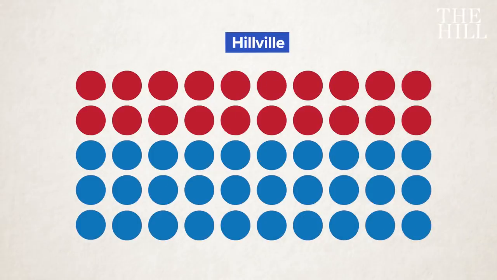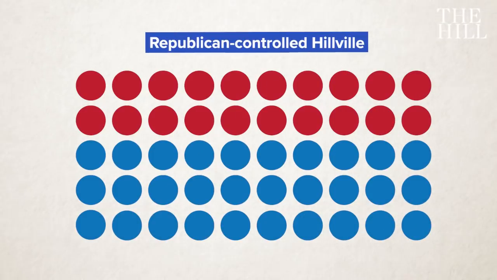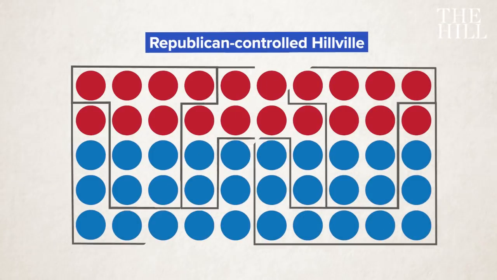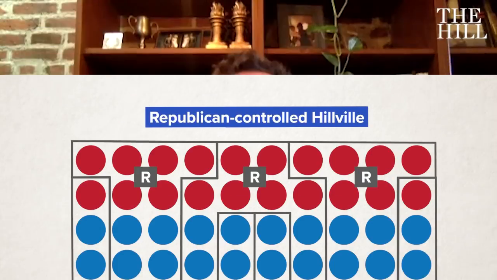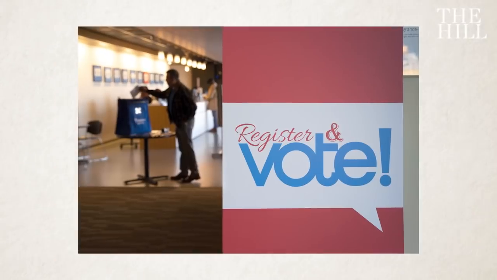But maybe Republicans control the process, and they want to draw themselves a majority. So they take a more meandering path, and they draw 3 districts where Republicans outnumber Democrats, and the remaining 2 districts that are just crammed full of Democratic voters. Here, Republicans would expect to control 60% of the seats, even if they only make up 40% of the population. They have packed Democrats into fewer districts to give themselves a better chance in the remaining districts.